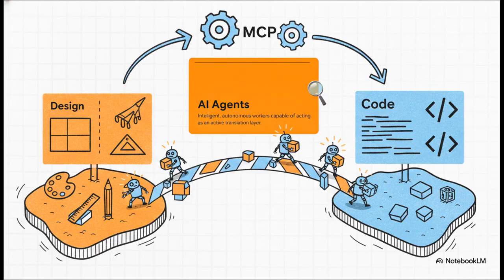Now, it is absolutely crucial to understand how this differs from previous attempts we've seen. In the past, we had these basic code export tools. You probably remember plugins that just generated absolute spaghetti CSS, right? Just bloated, unmaintainable markup that a developer would literally just have to rewrite from scratch anyway.